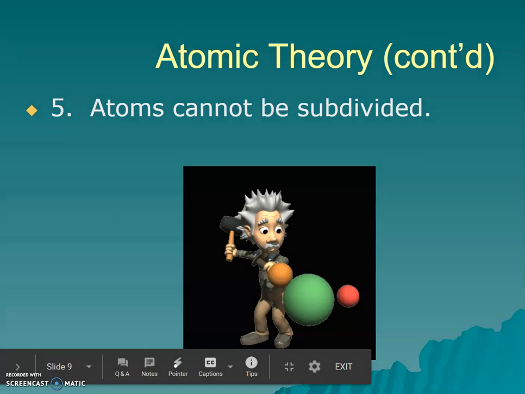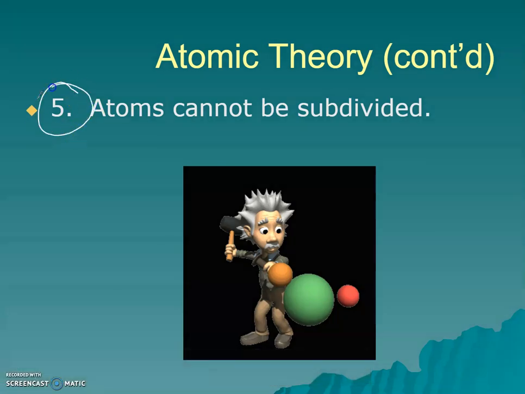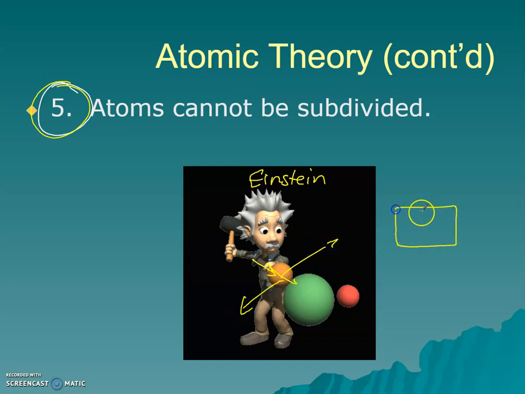And then lastly, number 5, atoms cannot be subdivided. All right, so over here, Mr. Einstein, Professor Einstein, he cannot take his hammer and chisel and start to break apart and make these things into smaller pieces. Because it goes back to the whole cheese thing. You can't make something smaller than the smallest piece of cheese.